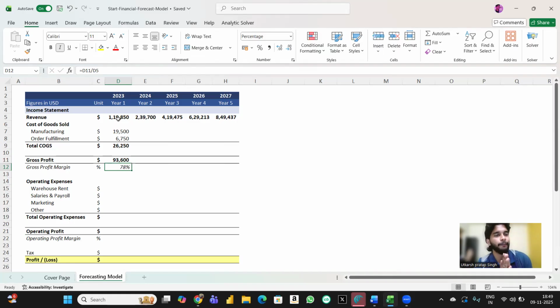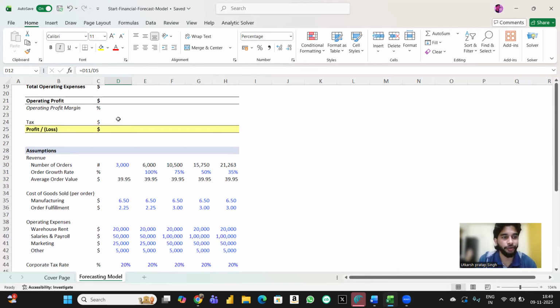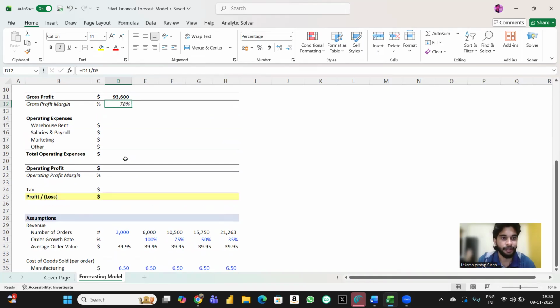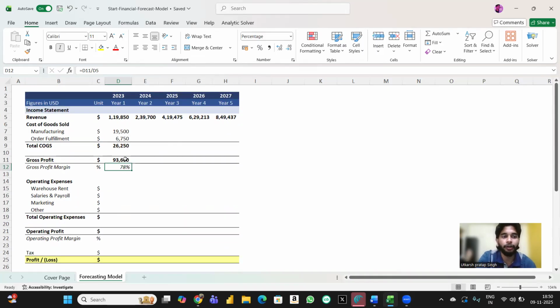So this basically implies that for the very first year, when we calculated the revenue, the number of orders we took was 3,620, which was fixed. We have changed the growth rate in various ways, like 100, 75, 50, and 35% growth rate. Our average order value will remain the same for all the periods. So for that, we got what would be the revenue for that particular company.